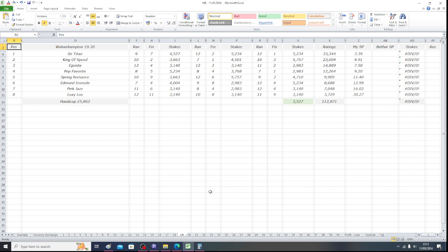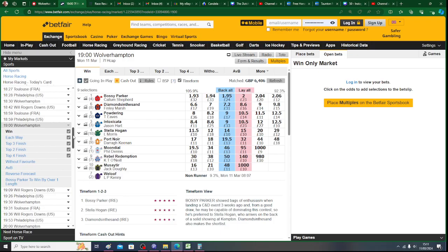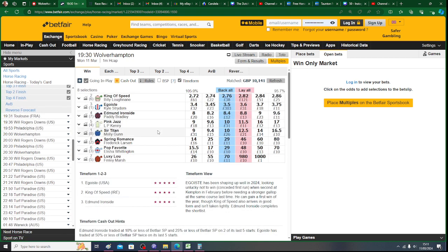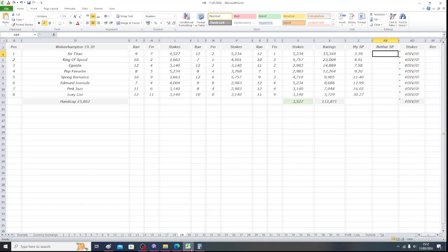There's an 8 race card here tonight, so the next race is the 7:30. 8 go to post, a handicap, £5,862 to the winner, and our top selection is Sir Titan. So Sir Titan, as we move on to Betfair to the 7:30. Sir Titan is showing at 10. Again, the over round, 105, still too high. But 10 is the SP for Sir Titan. £10 stake on this one would return £100.